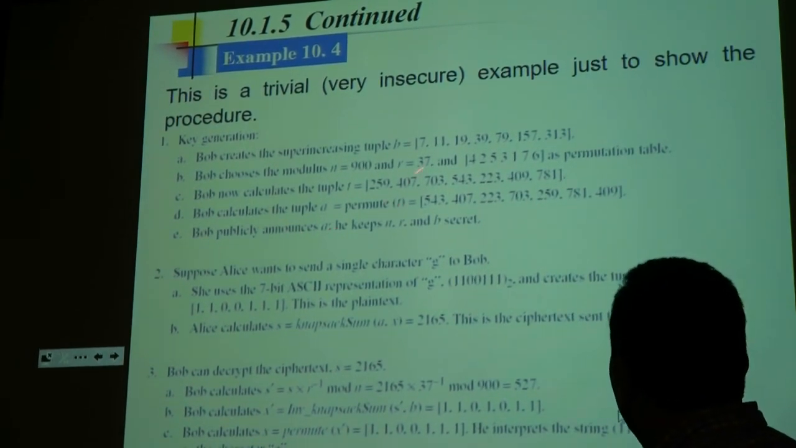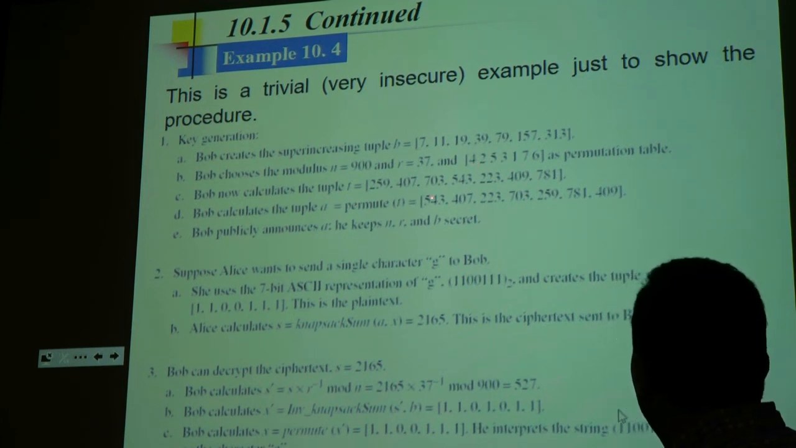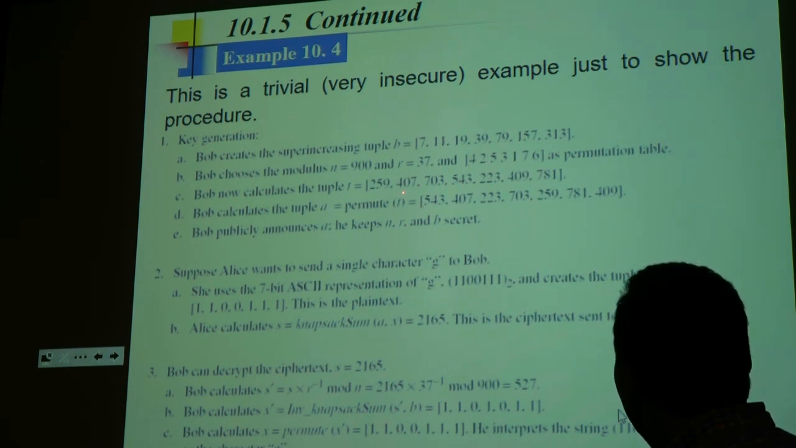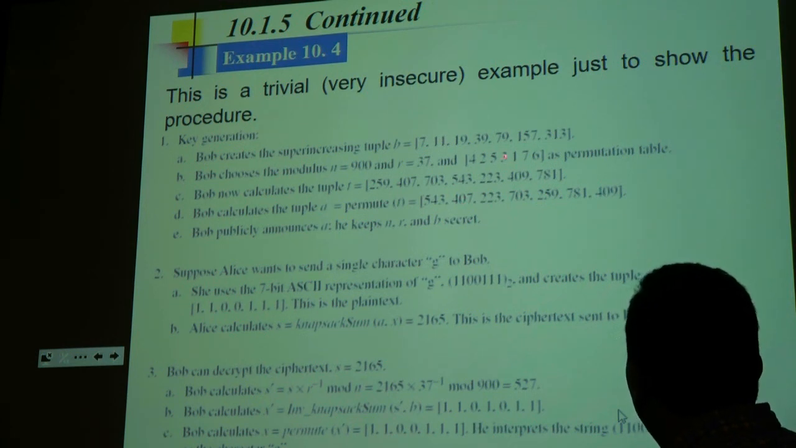So this is T. You have to permute it. The first one, we start with number 4. Where is number 4? 1, 2, 3, 4. The 4th becomes first. The second one is number 2. Where is number 2? 407. It becomes 407. Then 3, then 5, I'm sorry. 1, 2, 3, 4, 5. The 5th is 409, for example.